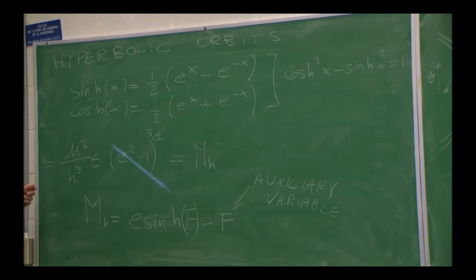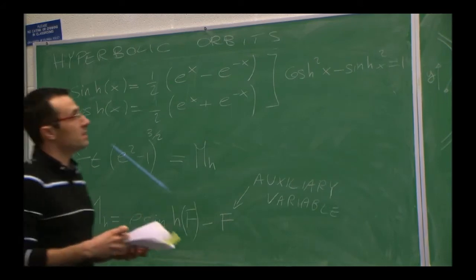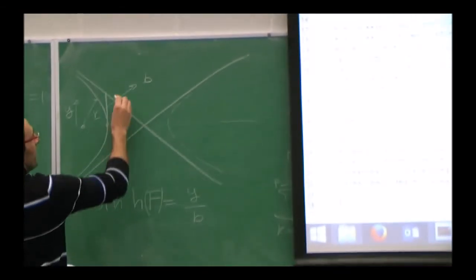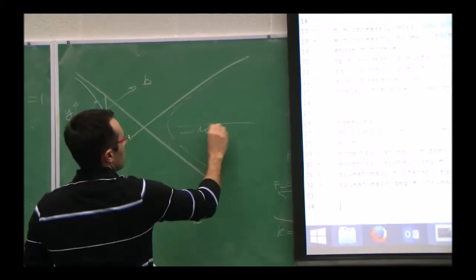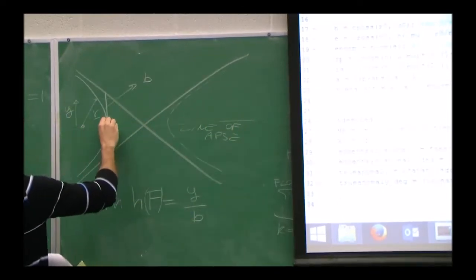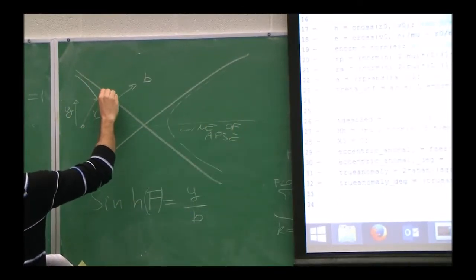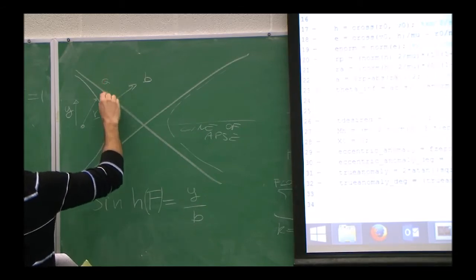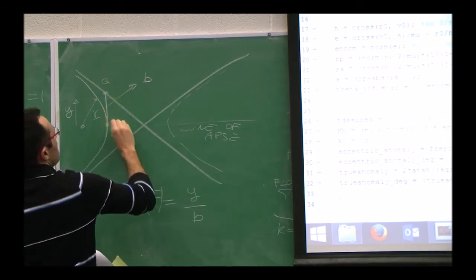Sorry. No, you're fine. What is B? Well, yeah, what is B? B is this length. If you are, this is perigee. And this is the line of apsides, okay? And you go up from perigee to the asymptote here, point Q. This distance, PQ, that's B.